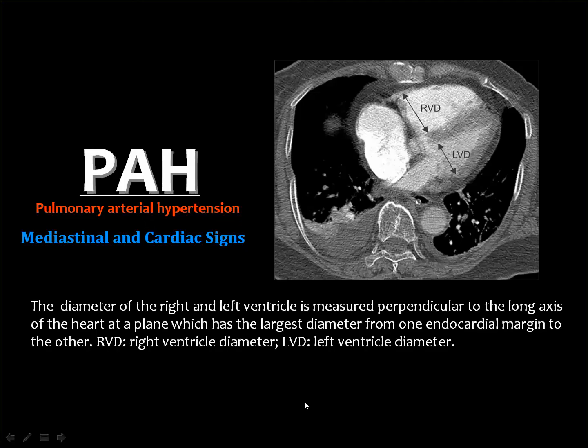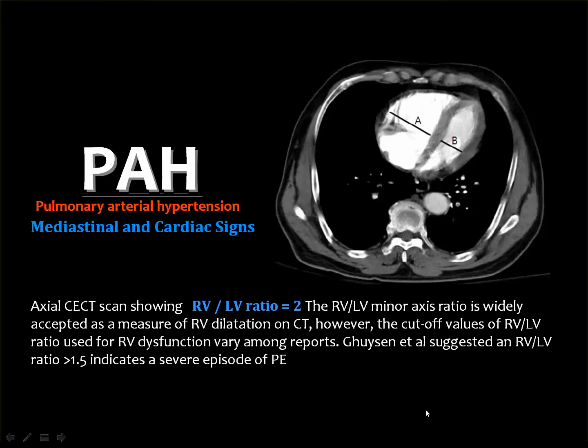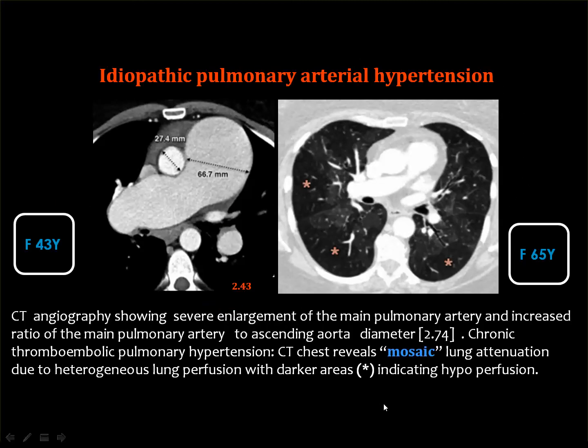Then the mediastinal and cardiac changes once more. Dilatation of the right ventricle compared to the left ventricle, bowing of the interventricular septum, thickening of the myocardium in the right ventricle, dilated right atrium, and reflux filling of the inferior vena cava and the hepatic veins. In this example, you see the measurements of the right ventricle, which is much more than the diameter of the left ventricle, with dilatation of the left atrium as well.